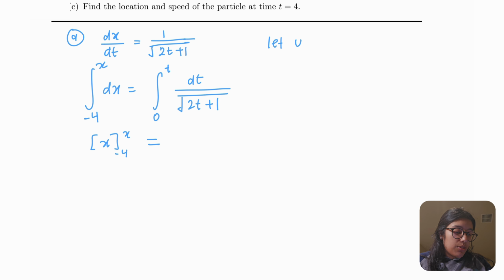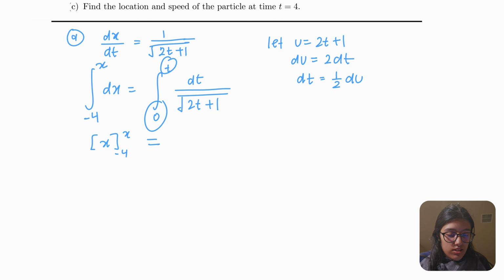So I'm going to say let u equal to 2t plus 1. Therefore, du is equal to 2 dt, and dt is equal to 1/2 du. I just divided both sides by 2. And correspondingly, we also have to change these bounds in terms of u, using this equation.